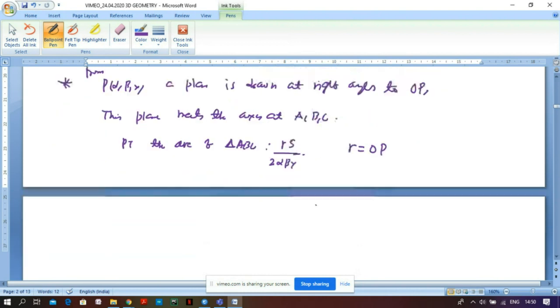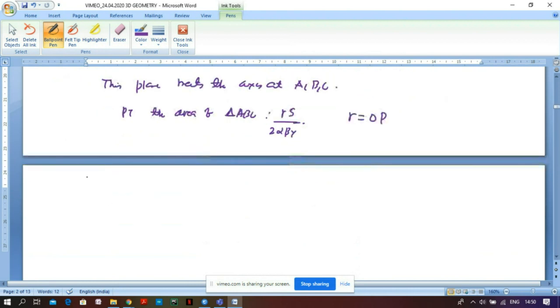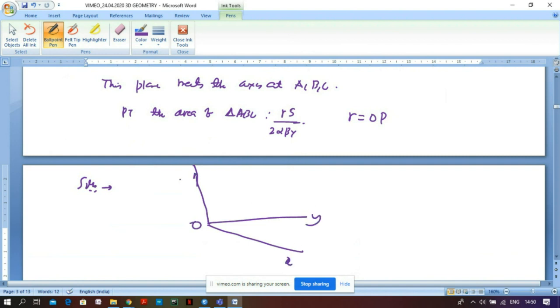So they are saying this kind of thing. The problem says that from P alpha beta gamma, a plane is drawn at right angles to OP. This plane meets the axes at A, B, and C. Then prove that the area of triangle ABC is r to the power 5 over 2 alpha beta gamma. So we will make a good diagram again, so this is the x, y, and z axes like this, a little bigger. So this is the origin, and this is your x, this is your y, this is your z.